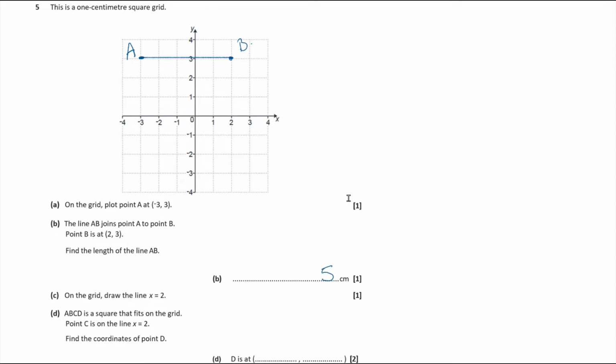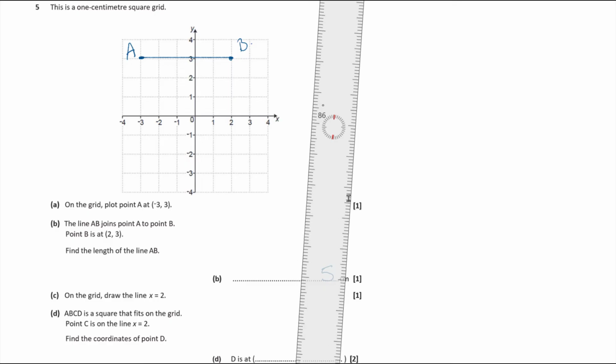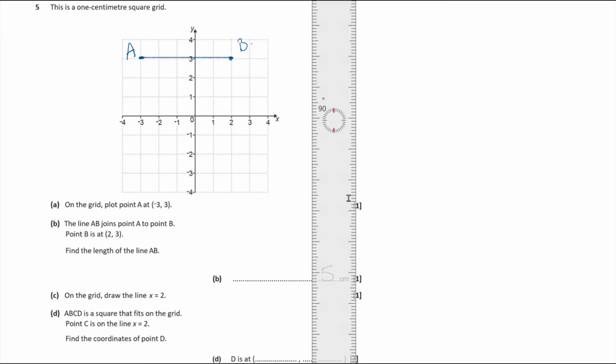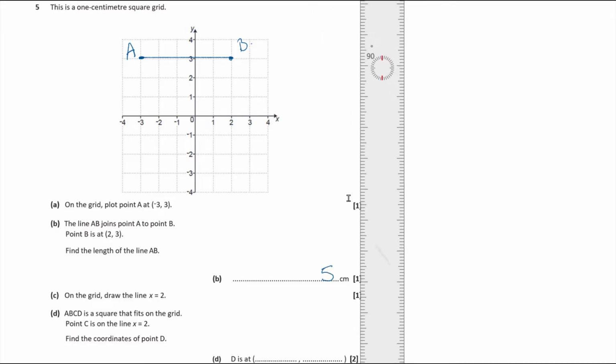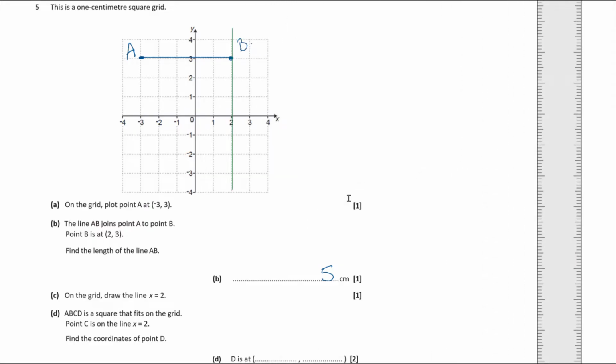On the grid, draw the line x is equal to 2. Now, lines x equals a number are vertical lines, and they pass through the x-axis at that value. So the line x equals 2, that's going to be a line going straight up like that. Vertical line passing through 2. Okay, so that's the line x equals 2.